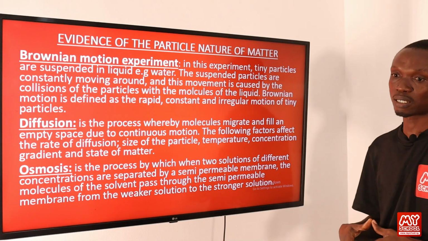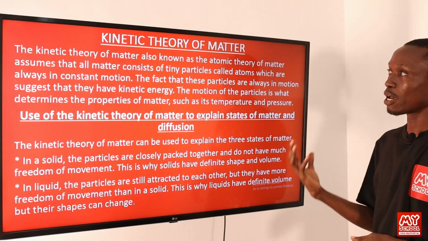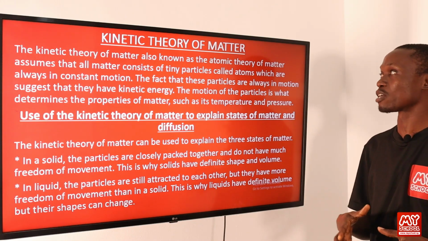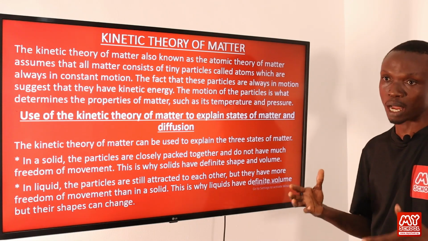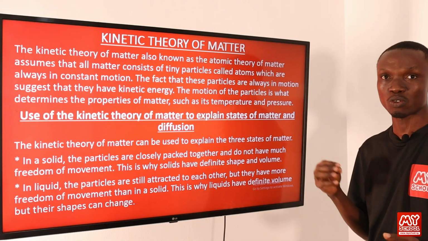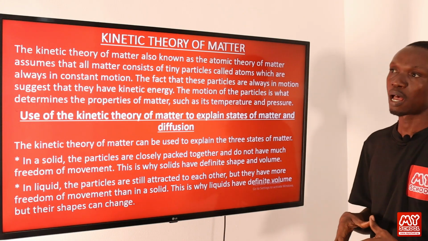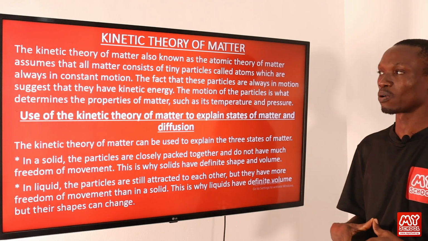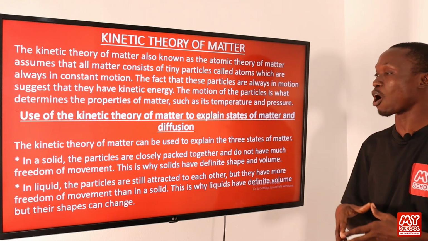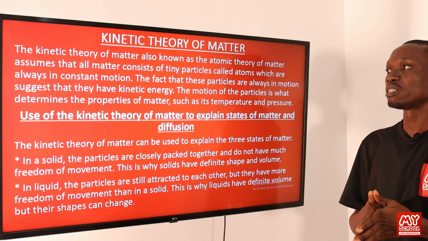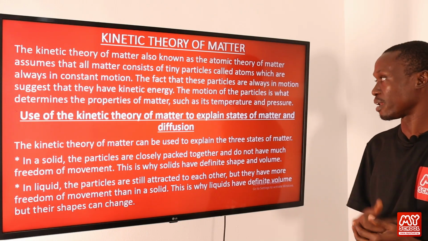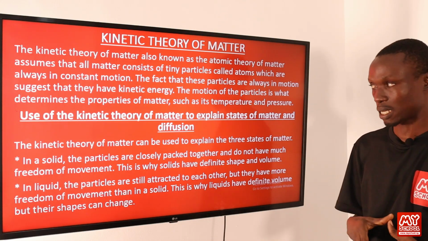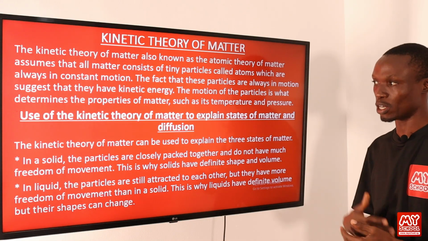So let's move to the next slide. Here we are going to be discussing the kinetic theory of matter. The kinetic theory of matter is also known as the atomic theory of matter, and this theory assumes that all matter consists of tiny particles called atoms, and these tiny particles are always in constant motion. The fact that these particles are always in constant motion tells us that they possess kinetic energy. So the motion of the particles is what determines the properties of matter, such as its temperature and pressure.